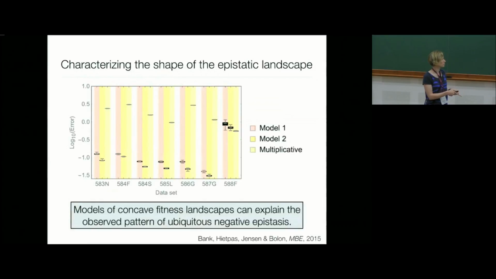And so what we did was to test 2 different models from what has been studied before in terms of concave fitness landscape, versus our multiplicative model that we started out with, which had no epistasis. And here is an error measure, which is basically a Euclidean distance-based measure of how well we could fit the model. And as you can see, these 2 concave fitness landscape models did orders of magnitude better than our no epistasis model.